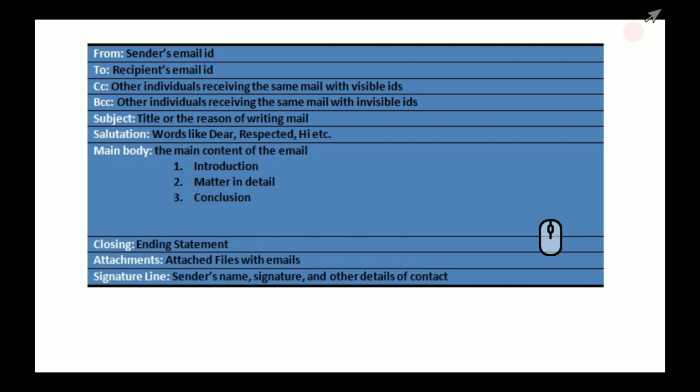Attachments, if you want to put any attachments like picture attachments or some kind of documents, that's up to you. And also the sender's name towards the end, the signature, the sender's name, or the contact details if you want to give. So this is how you will write your emails.